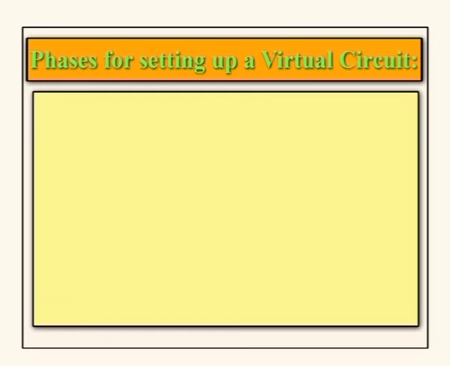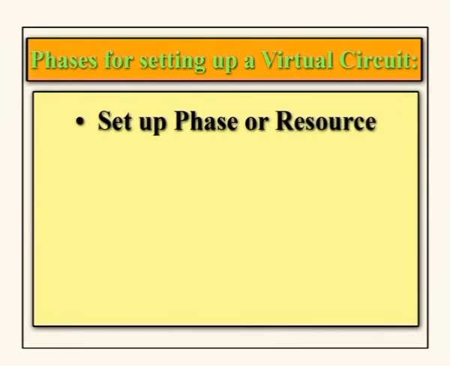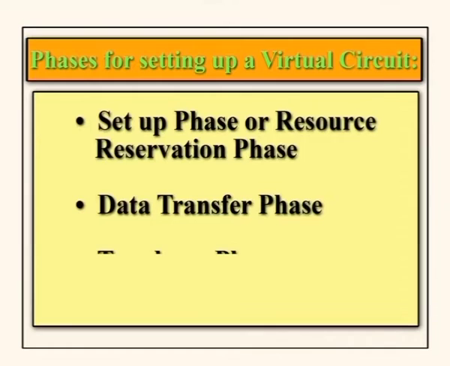This type of communication is similar to a basic telephone communication. I will explain the similarity between connection oriented packet switching and telephone communication in a short while. Do remember that there are 3 phases for setting up a virtual circuit. These are the setup phase or resource reservation phase, data transfer phase and tear down phase.